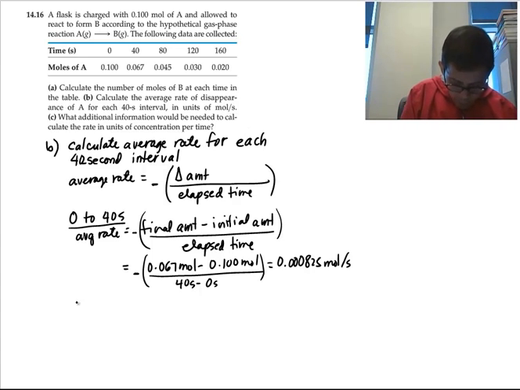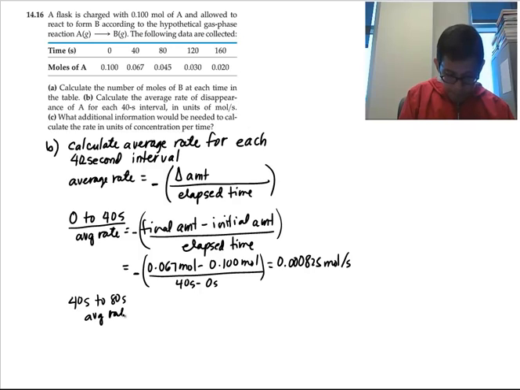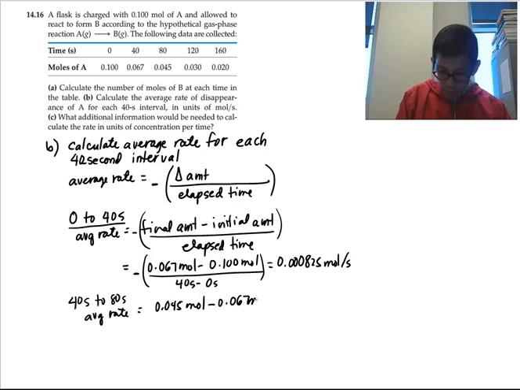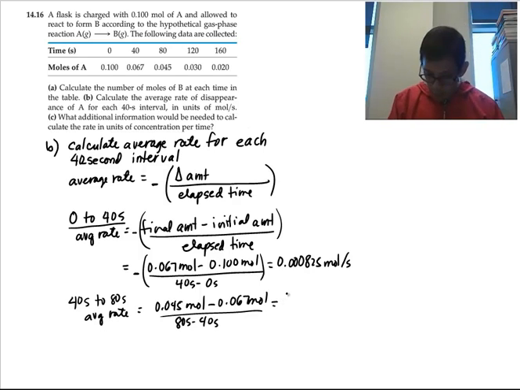Next, we do from 40 seconds to 80 seconds. So average rate is equal to, again, final minus initial over elapsed time. So that would be 0.045 moles, the moles of A at 80 seconds, minus 0.067 moles, the moles of A at 40 seconds, over the elapsed time, which is 80 seconds minus 40 seconds. And you should get 0.00055 moles per second.